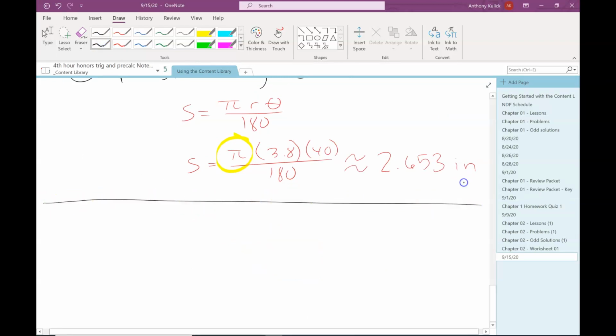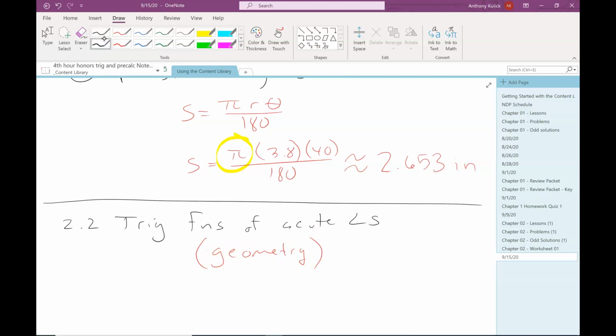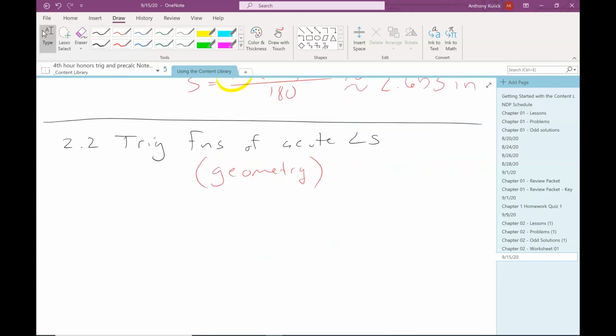So section 2. Here we're going to talk about trigonometric functions of acute angles. This is your geometry class from a couple years ago. But we're not going to take anything for granted that you remember this. We'll restate everything that you need to know.